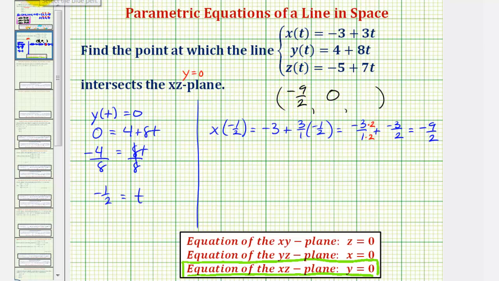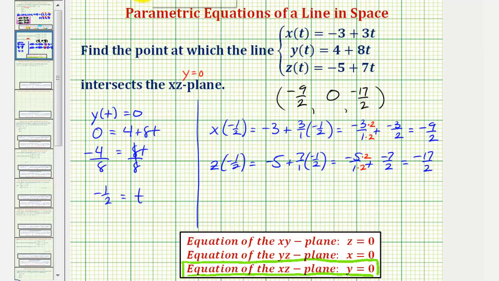And now to find the z-coordinate, we need to find z of negative 1/2. So we would have negative 5 plus 7, or 7 over 1, times negative 1/2. So we'd have negative 5, or negative 5 over 1, plus here we'd have negative 7/2. Again, obtaining a common denominator of 2. Notice how this gives us negative 10/2 plus negative 7/2, or negative 17/2. So the z-coordinate is negative 17/2.